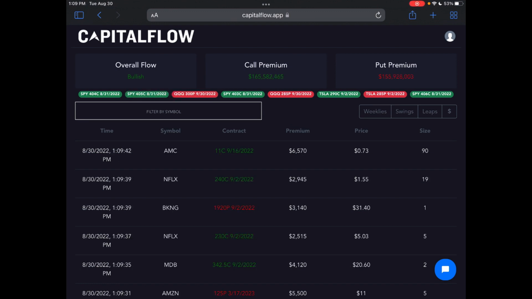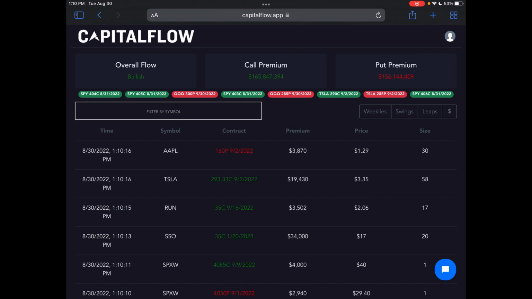So right below those overall flow boxes, you see we actually have some contracts. Right below that overall flow bullish, all the way on the left, it says SPY 404 call 8/31/2022. Next to that, you have SPY 405 call 8/31/2022. You've got QQQ puts, some SPY calls, just some more option contracts. Those option contracts are the top bot contracts for the day, so you can see which contracts some of that call premium and put premium is actually going into the most.